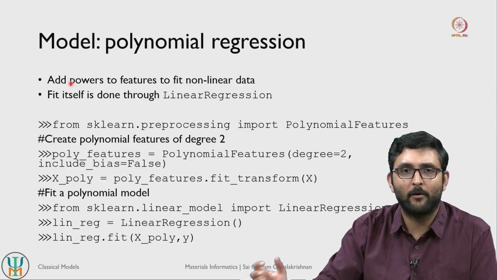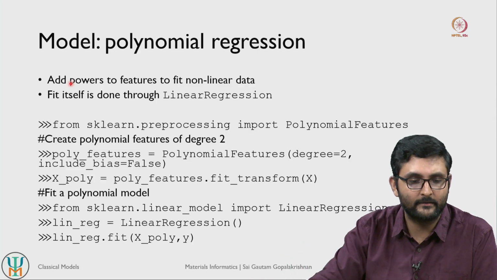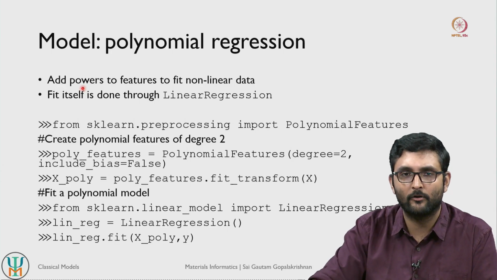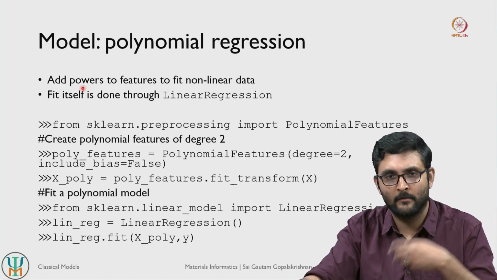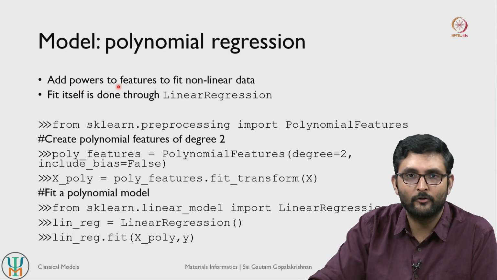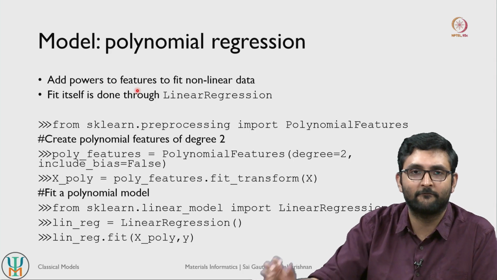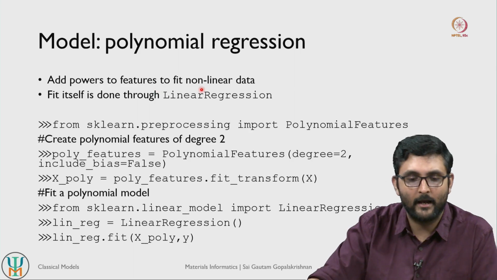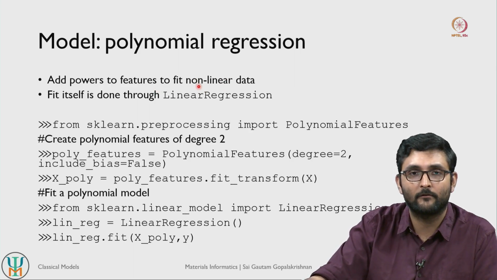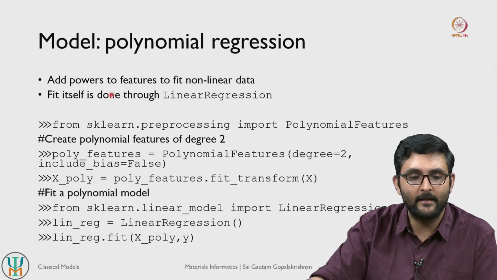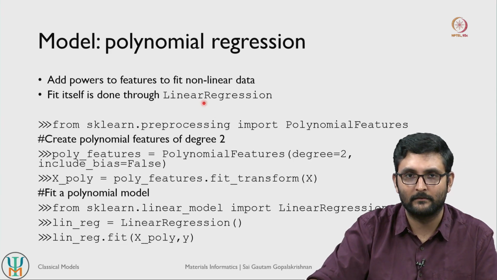So basically the way polynomial regression works is you add powers to your features. This could be squaring or making your features cubes or quadratic powers and so on. So you enhance the powers in your feature vector itself, so that you introduce some amount of non-linearity within your data itself, and then you fit your model through once again a simple linear regression class.